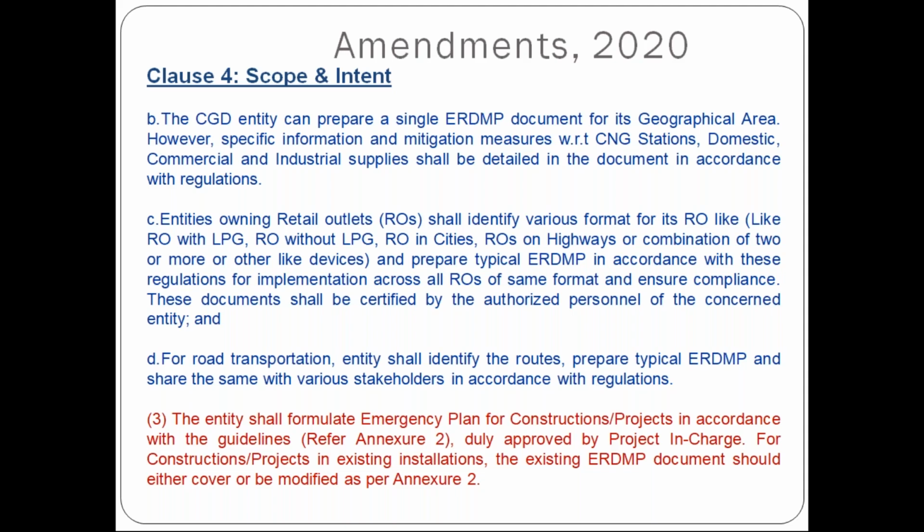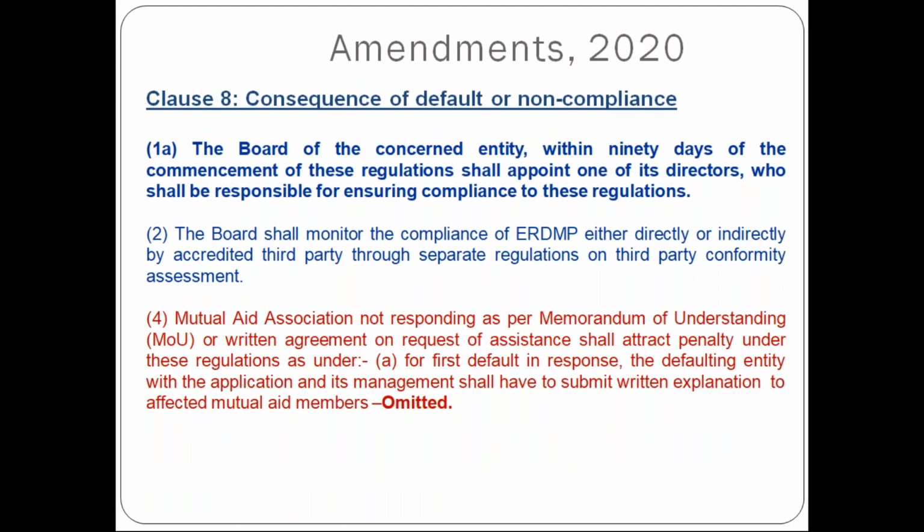Now, one of the requirements is, once the plan is made, the board of the concerned entity will monitor compliance of ERDMP either directly or indirectly through an accredited body to give assurance that the plan is up to date and it is operational. It is not put in the cell. That is the purpose of this. If this is not being followed, then the entity may receive a non-compliance notice from the authorities.